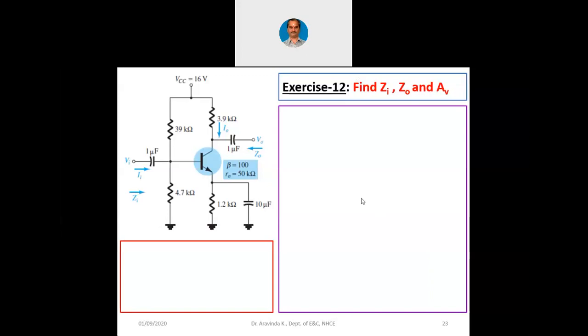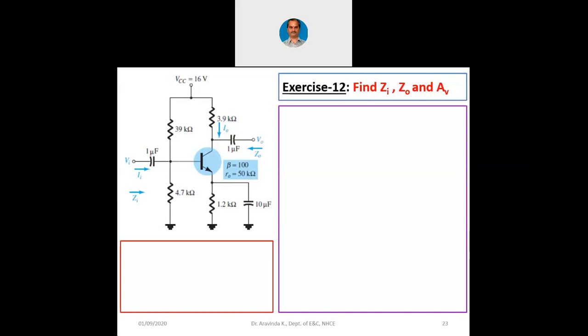Now let us proceed with the calculations. Initially we have to find out this small re, or the dynamic resistance of the emitter. To find re, we have to find IE, because re is nothing but Vt divided by IE. That Vt is the thermal voltage, which is 26 millivolts at 27 degrees centigrade. This we already know. So how to find re? We have to find IE. How to find IE?